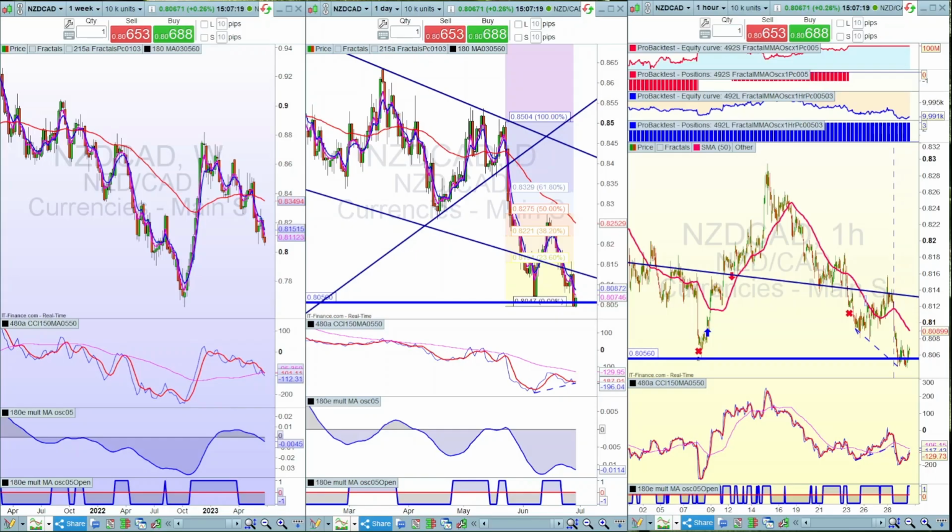Today is June 29, 2023. This is the New Zealand Canadian dollar currency update. On our weekly and daily, we're in a bearish momentum. And on our hourly, we've broken up into a bullish. But a couple of things to note here. We've got a couple of divergences on the daily and the hourly. I'll cover those in a second.